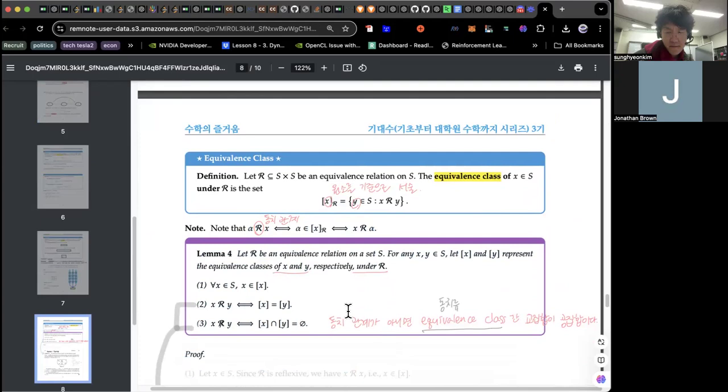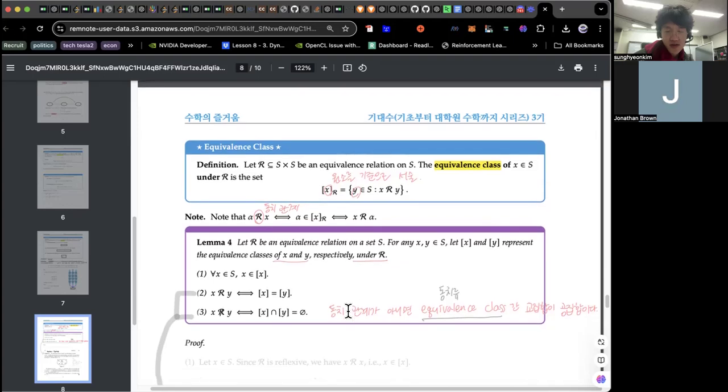I think they're just noting, like they're making the note that if A is related, or if A and X are both the same thing, A is an element of the equivalence class. Mm, okay, then I think I should just memorize this.